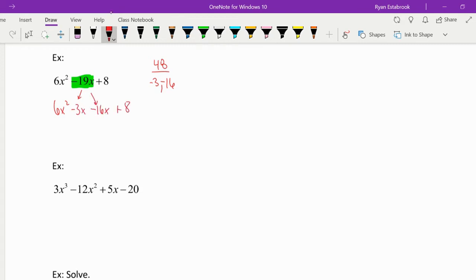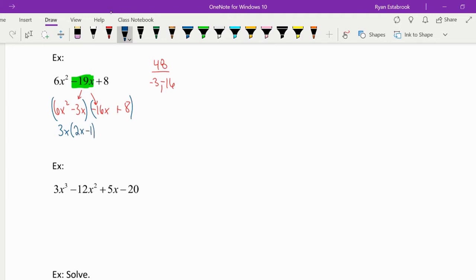And then the plus 8 is the same. I could switch the order and have the negative 16x first. It doesn't matter. But then we're going to group. We're going to put those two together. We're going to put those two together. Look for GCF, or greatest common factor. I know that 3x goes into both of those. And if I take 3x out of both of them, then there's a 2x minus 1.